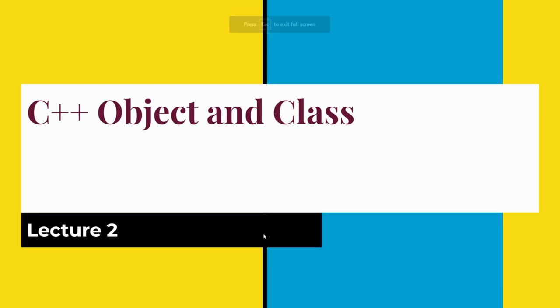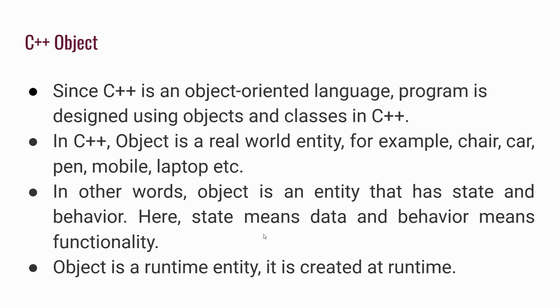Today we will discuss C++ objects and classes. C++ object. Since C++ is an object-oriented programming language, programs are designed using objects and classes. In C++, an object is a real-world entity, for example, chair, car, pen, mobile, laptop. In other words, an object is an entity that has state and behavior.